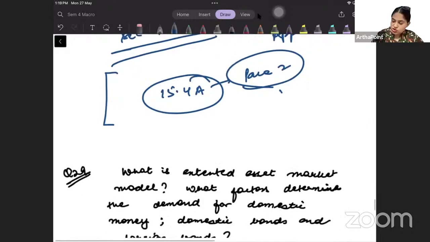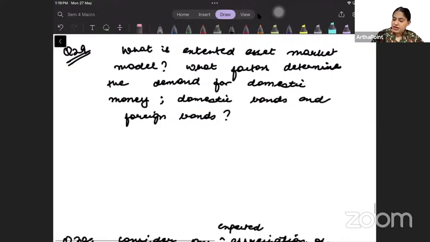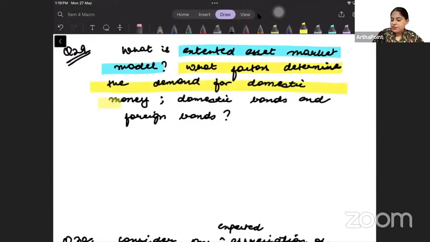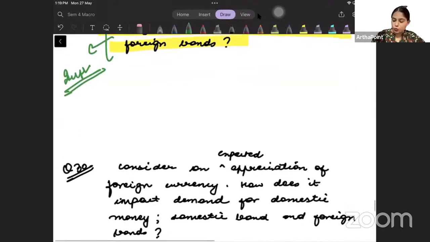Okay, come to the next question. What is extended asset market model? What factors determine demand for domestic money, bond and foreign bond? Let me highlight, this question is very important. But this question can be reworded. So in every way we have to understand how this question can be asked.